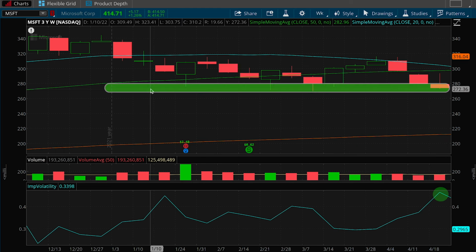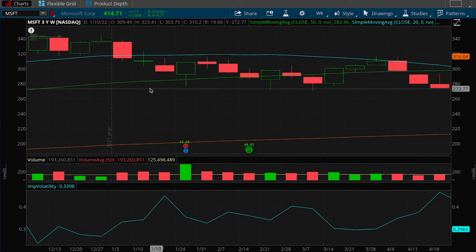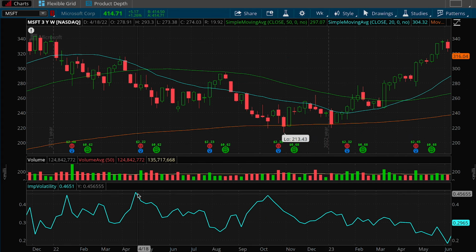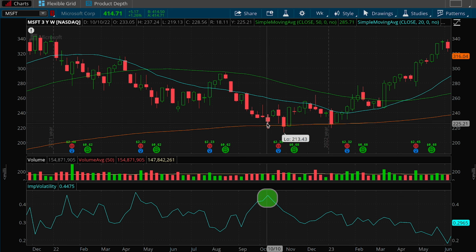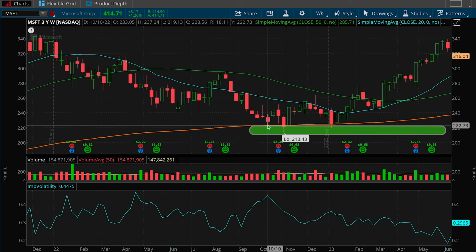Right, this is what the low previously was. So that's an area of support. Let's take a look at another one. Let's look at this one right here. Oh, this is potentially an area of support. Why? This is a 200-week moving average. It's an area of support.